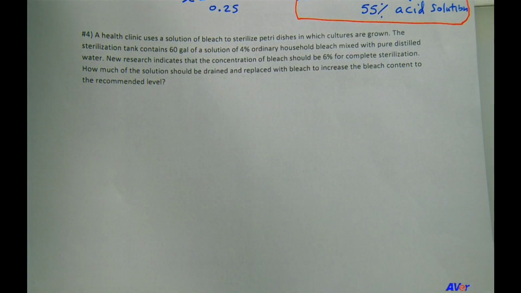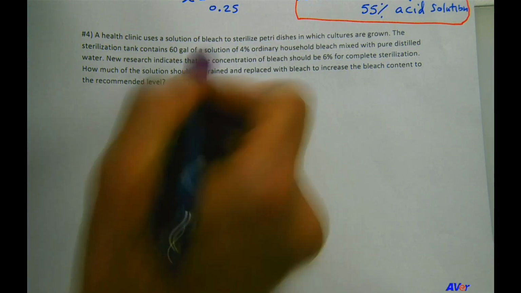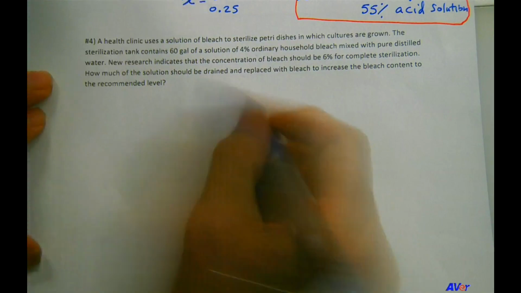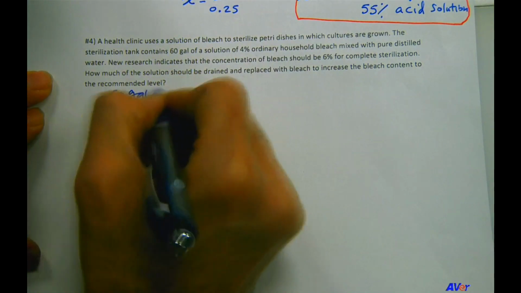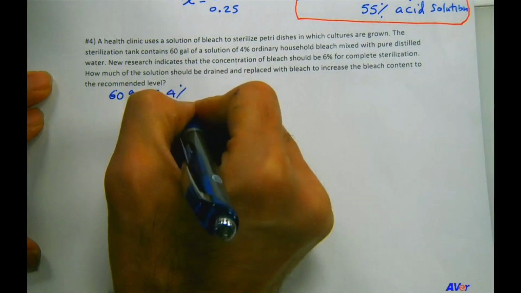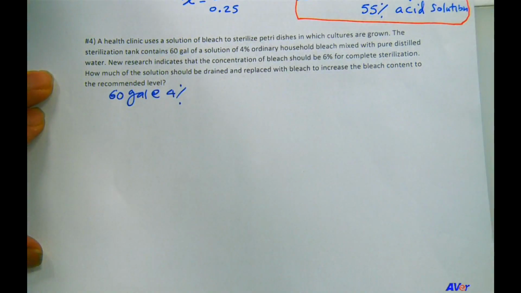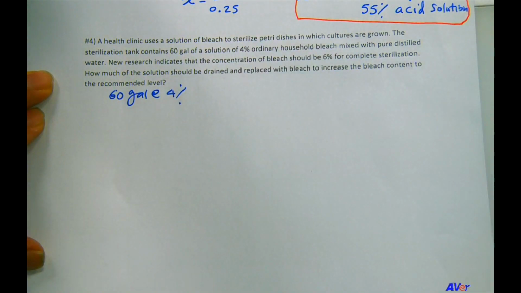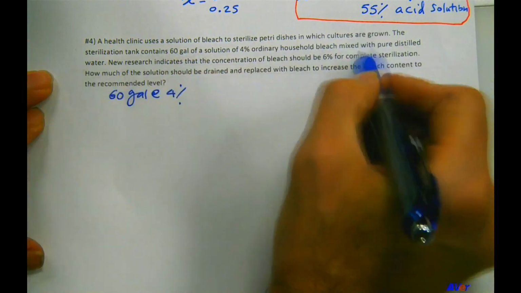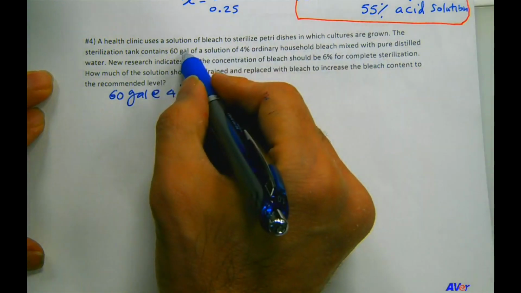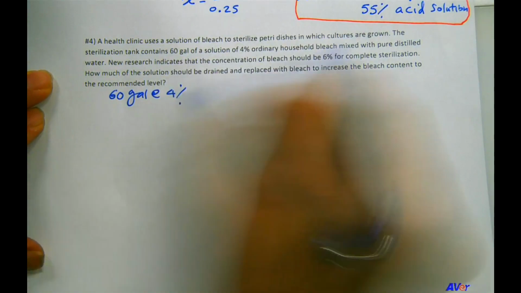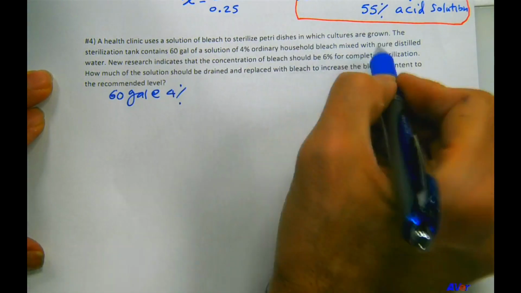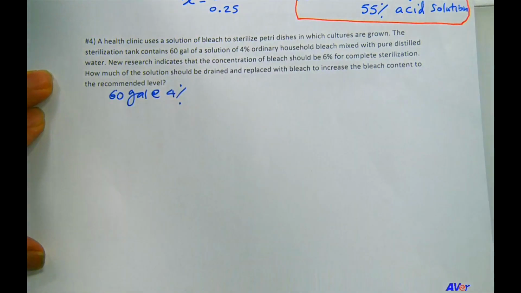Okay, so the sterilization tank contains 60 gallons of solution at 4%. So that's very important information. So I'm going to write it down. So 60 gallons at 4% concentration. Okay, of ordinary household bleach. So the rest of it is pure distilled water. So this 60 gallons is 4% bleach, and the rest of it, the 96%, is pure distilled water. Okay, it's a solution of bleach.